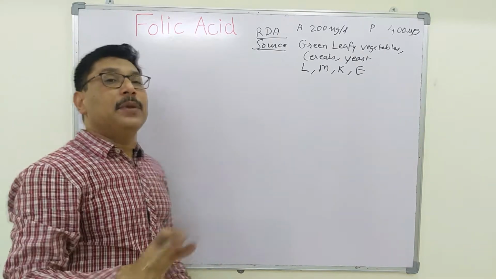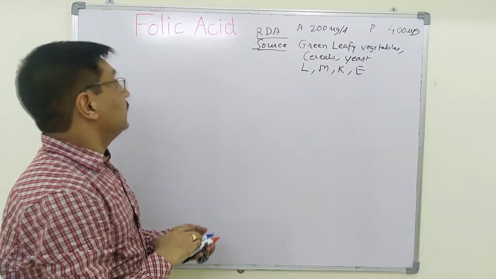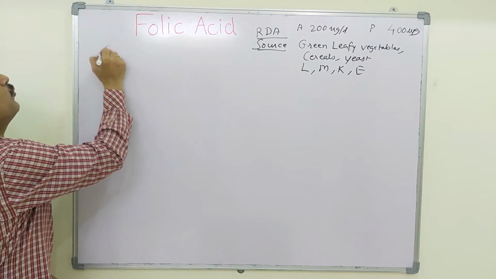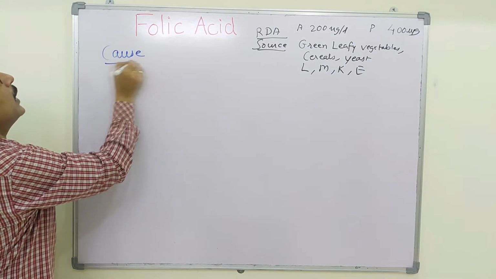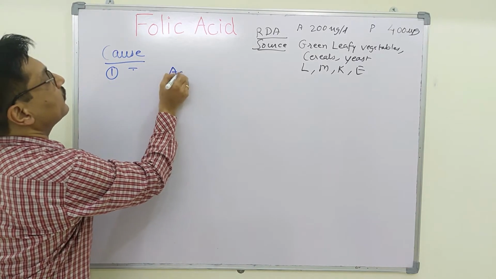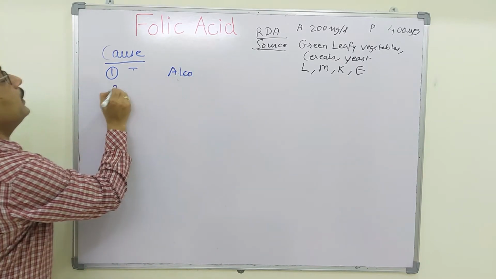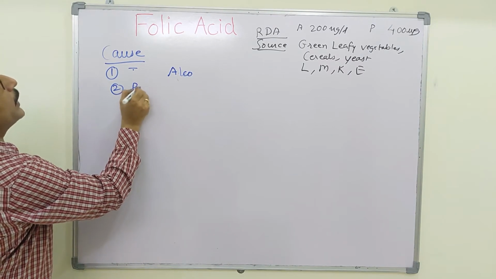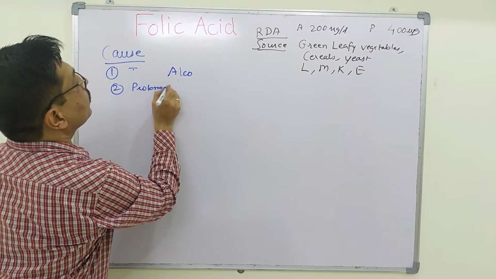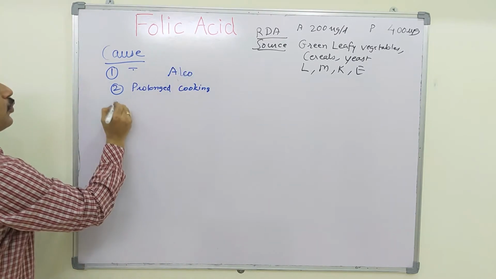As it is amply present, there should not be deficiency of folic acid, but folic acid deficiency is commonly seen. And what are the causes of folic acid deficiency? Number one, there is inadequate intake, as in case of alcoholics. In case of prolonged cooking, the folic acid is easily destroyed by heat.